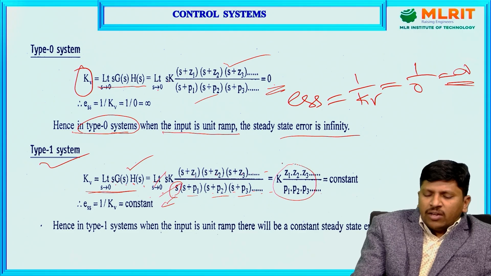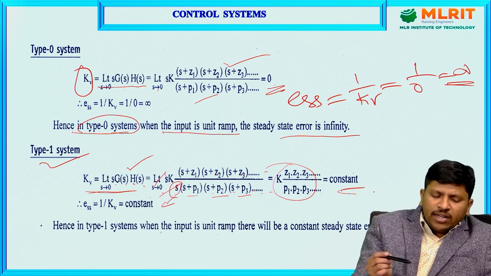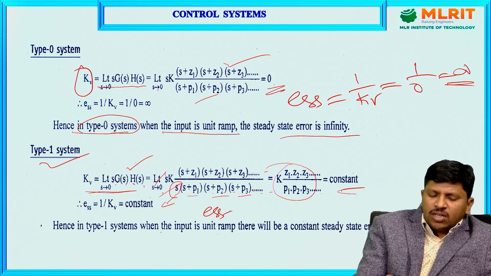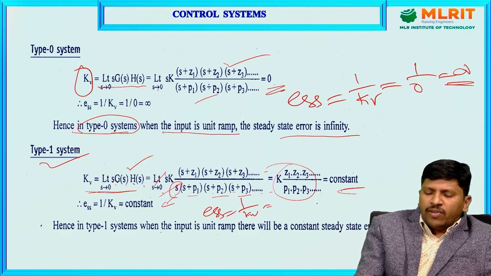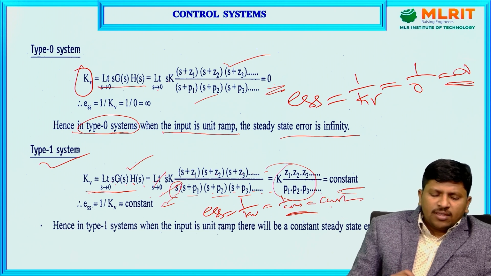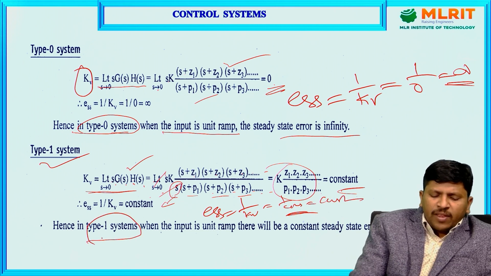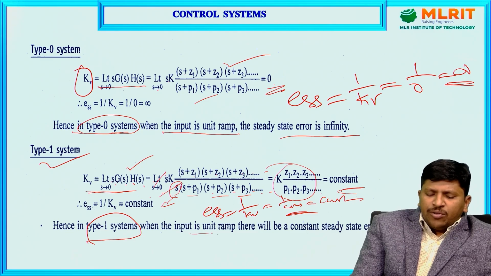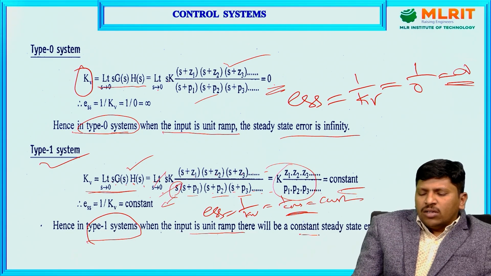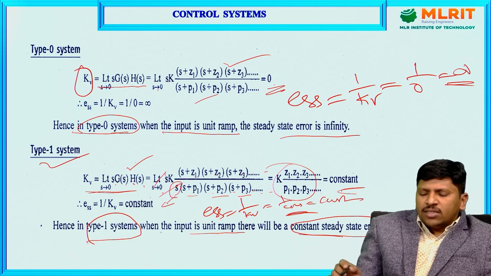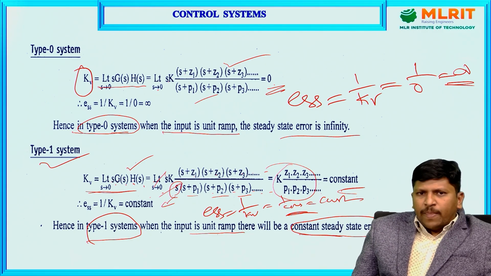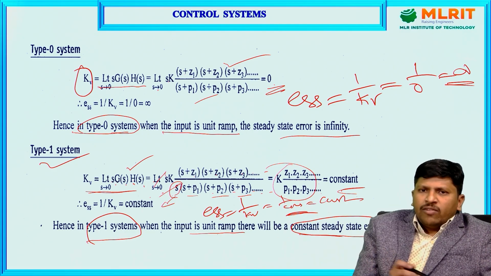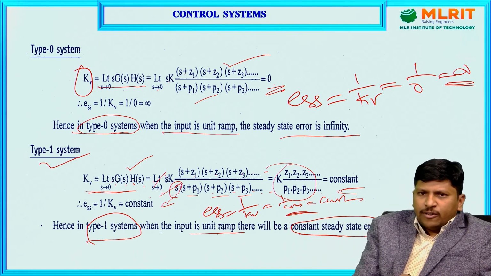Finally, that value is nothing but a constant. So the steady state error equals 1 divided by Kv, and Kv is a constant value, so 1 divided by a constant is also a constant. Hence, for a type 1 system with a unit ramp input, there will be a constant steady state error.